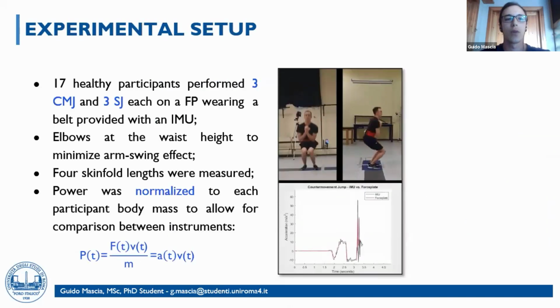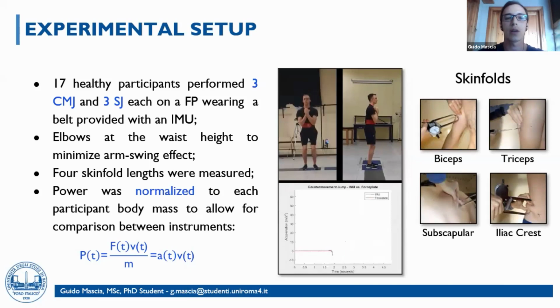The experimental setup involved 17 healthy participants, who performed 3 CMJs and 3 SJs each on a force platform, wearing a belt provided with an IMU. We chose to have the elbow brought at waist height in order to minimize the arm swing effect. But such a non-conventional setup was due to the fact that we used this setup to also record smartphone data for another study, which involved a similar approach in an attempt to democratize such a process. And moreover, 4 skinfold lengths were measured, namely biceps, triceps, subscapular, and iliac crest, and power measures were normalized to each participant's body mass in order to allow for a comparison between instrumentations.